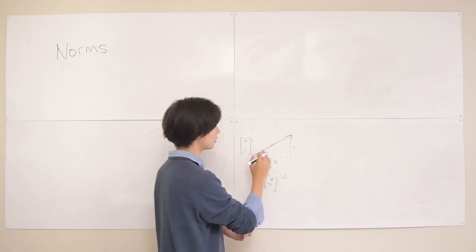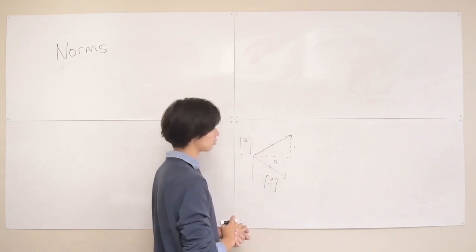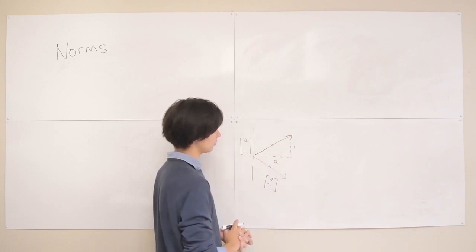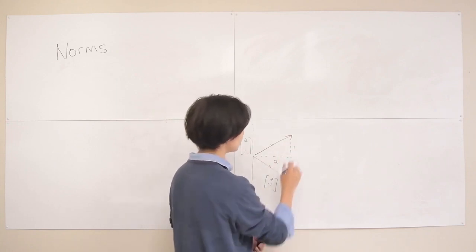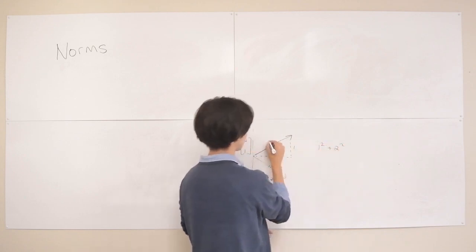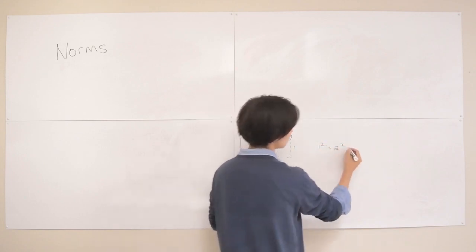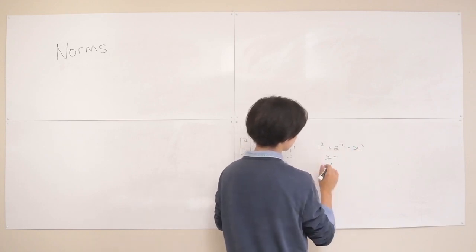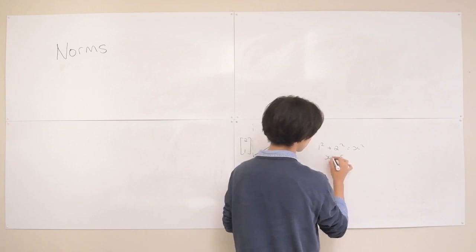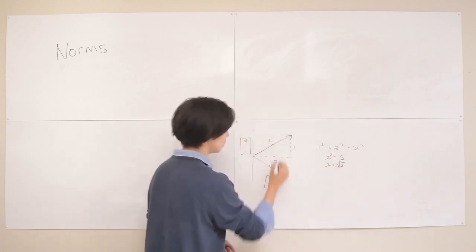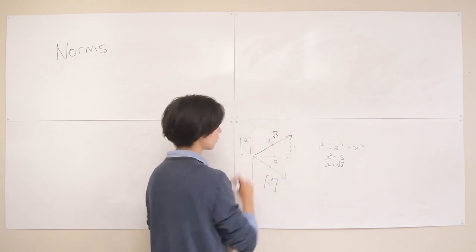So getting the magnitude of this vector is as simple as using the Pythagorean theorem on the 1 here and the 2 here. Let's do that. We do 1 squared plus 2 squared, and let's represent this magnitude as x, so x squared equals 1 squared plus 2 squared. 1 squared is 1, 2 squared is 4, so x squared equals 5, and then x equals the square root of 5. So the length and the magnitude of this vector is the square root of 5.